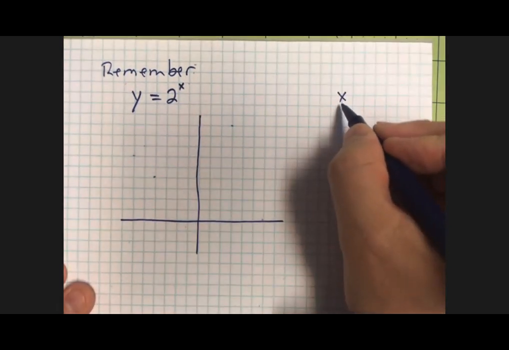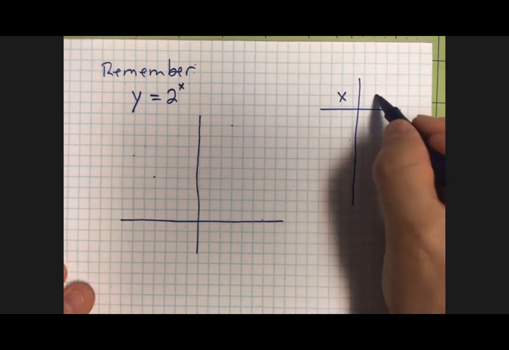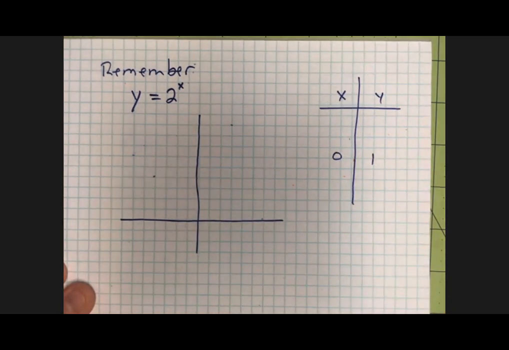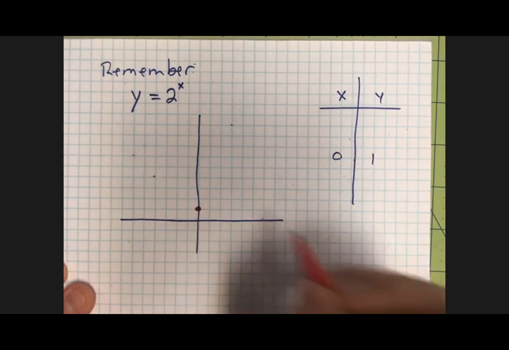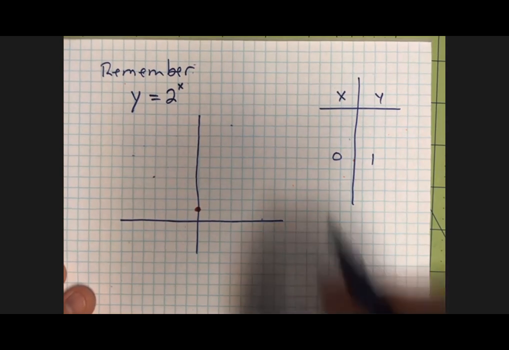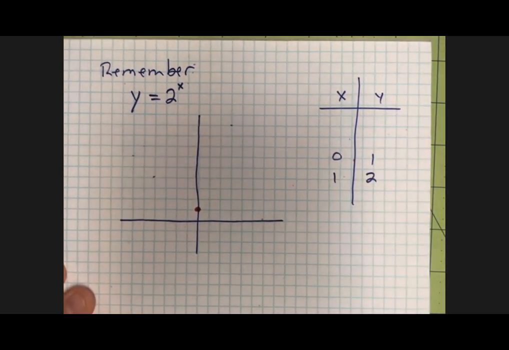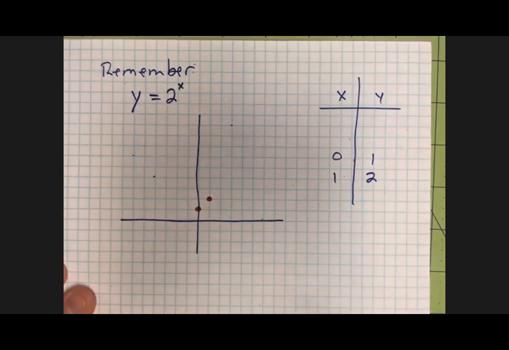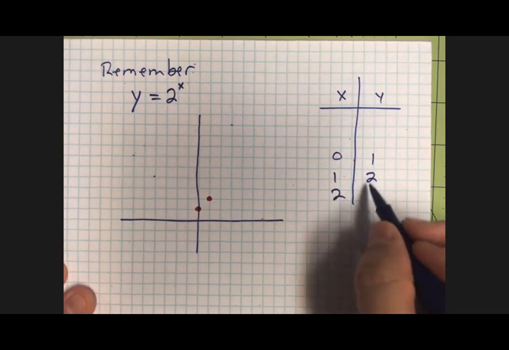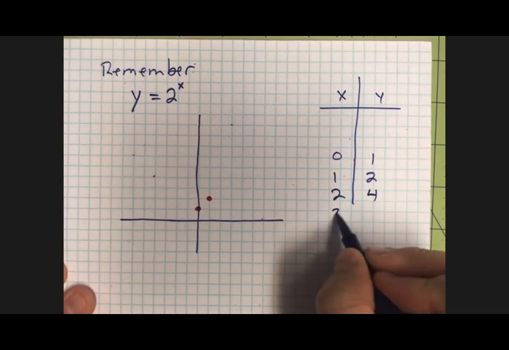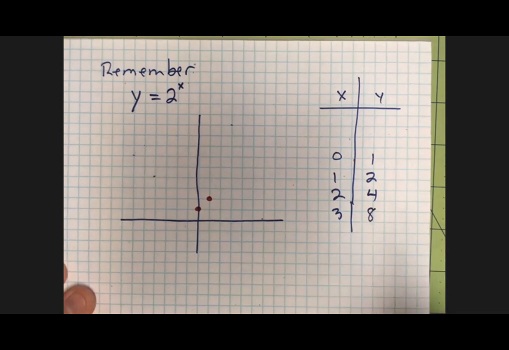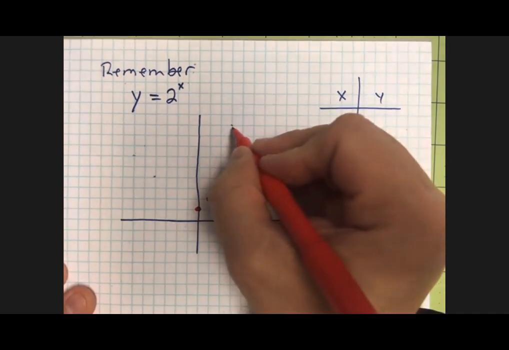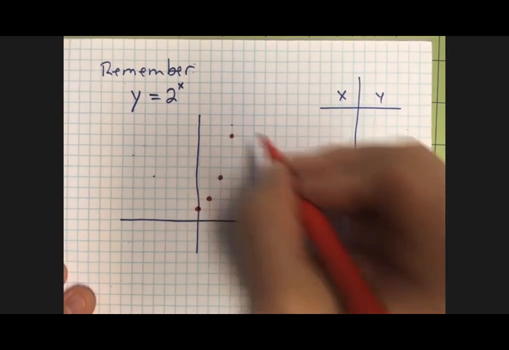Remember, we made a chart that said if x equals 0, 2 to the 0 is 1. I'll add scale in a second. If x equals 1, 2 to the 1 is 2. If x equals 2, 2 to the 2 is 4. If x equals 3, 2 to the 3 is 8. 1 and 2, 2 and 4, 3 and 8.